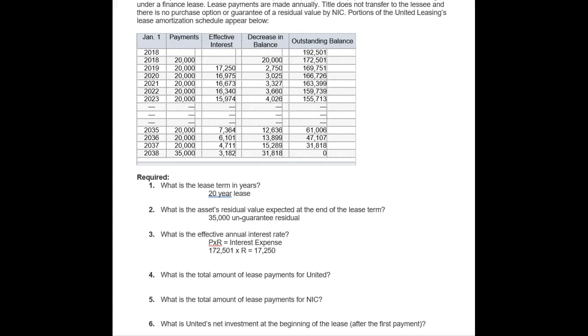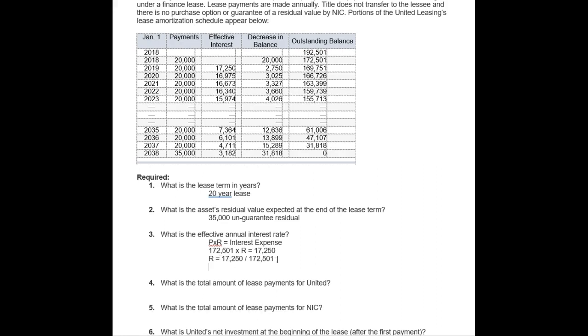Now back to general algebra here, we need to solve for r. So to do that, we're going to divide each side by the 172,501. So the rate equals 17,250 divided by 172,501. So if you take the interest amount divided by the principal, that's going to tell you what rate was used. And when we do that, we get a 10% annual rate.